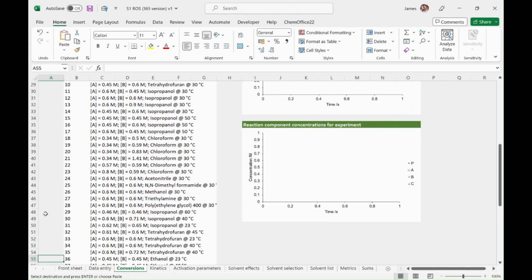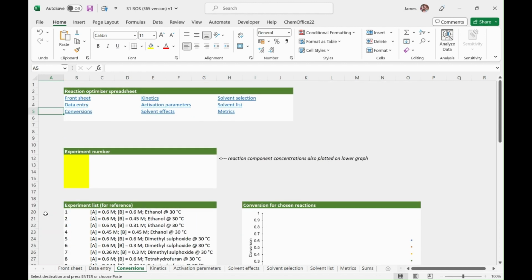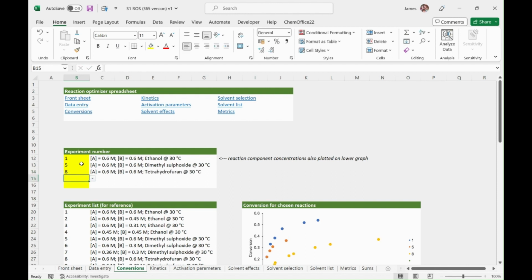So as we go down, see that we've had a combination of different concentrations, solvents and temperatures, 38 different reactions in total. In the top here, again in the yellow cells, which are editable, I can choose some different reactions to compare. So in this case, I can use the drop-down menu and I'll choose reaction number 1. The basic conditions are listed here.